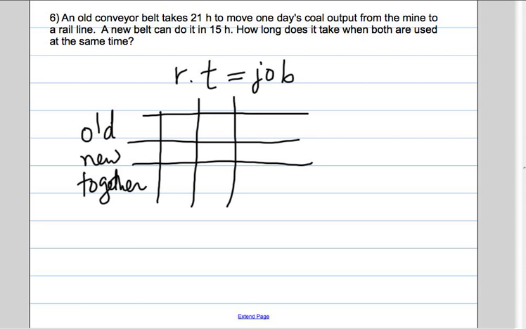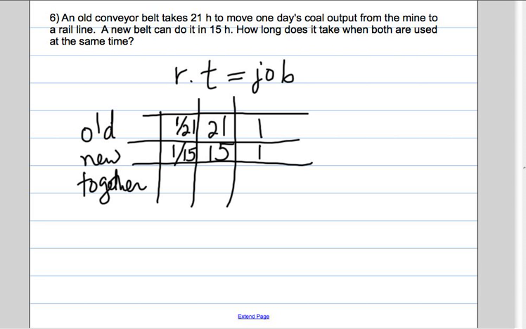So the rate for the old machine: the time, it takes 21 hours to do one job. So the rate is going to be 1 over 21. Imagine if you had r times 21 equals 1 and you're solving for r. So you have to divide both sides by 21. So the rate is 1 over 21. For the new machine, it takes 15 hours to do one job, so the rate is 1 over 15. When they work together, the rates will be added together.